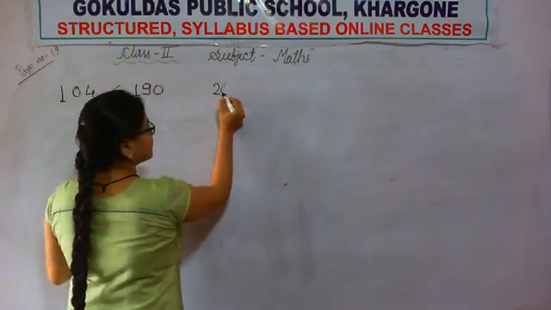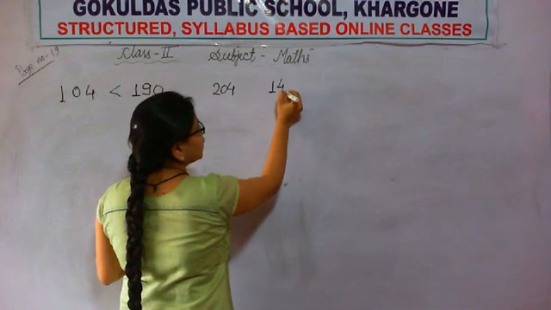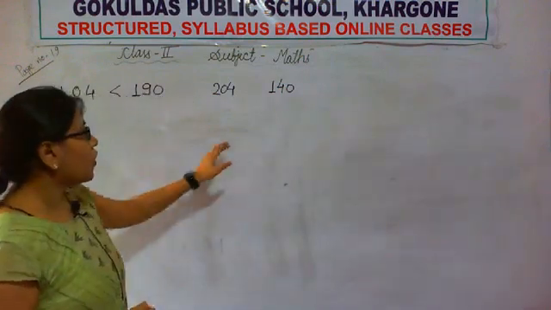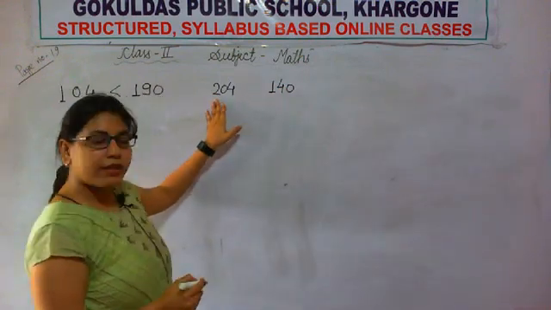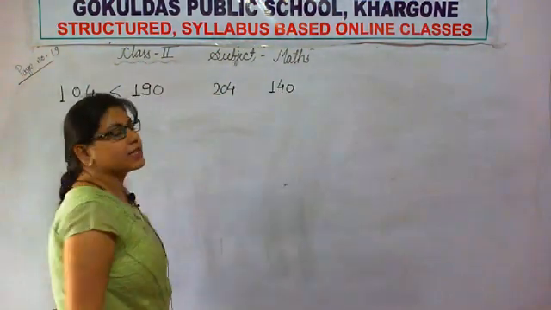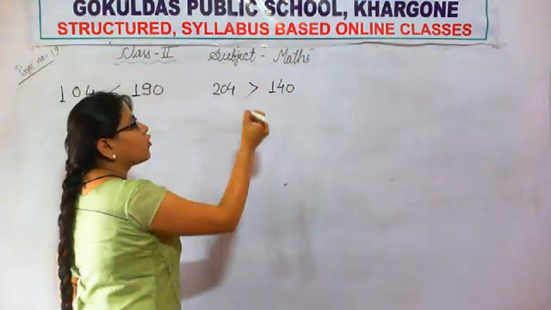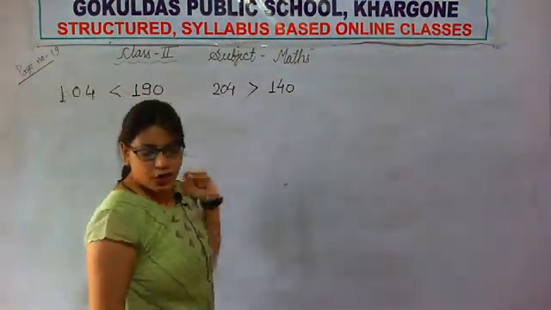Next, 204 and 140. So which one is bigger? We will check for the hundreds place. Here 2 is there and here 1 is there. 2 or 1, which one is bigger? 2 is bigger. So we will put this open mouth sign towards 204.